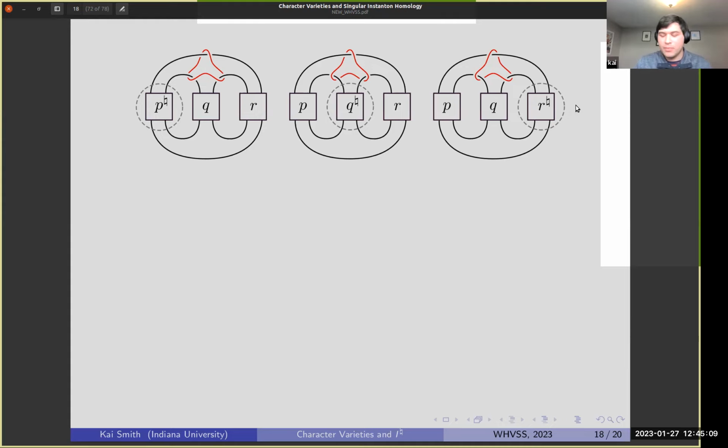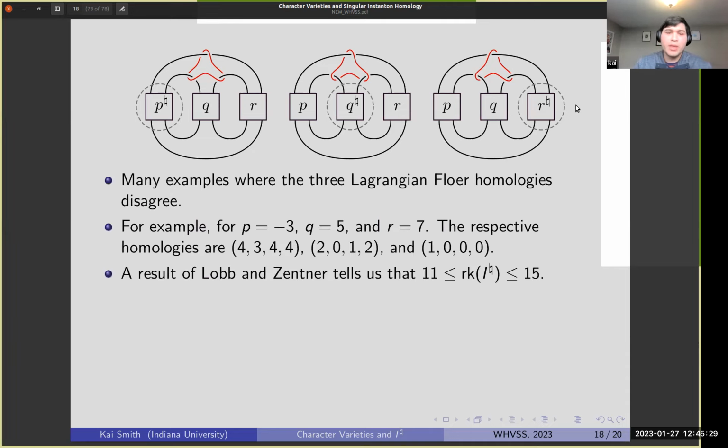And they have equivalent Lagrangian Floer homologies in the pillowcase. So I can look at these three different decompositions and ask, what are the Lagrangian Floer homologies? Before, all the examples of this type had Lagrangian Floer homologies which matched up with singular instanton homology. So is that the case? Do they even agree with each other? And when you do this, you can find examples where these three Lagrangian Floer homologies are actually different.